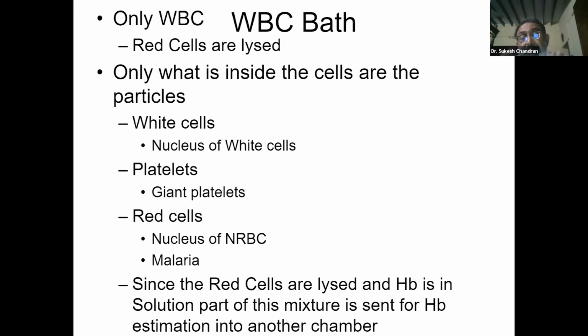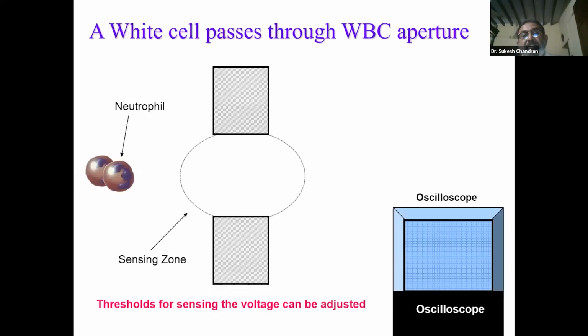If there are some inclusions in the red cell, like malaria, or nucleus of the RBCs, they also get included in the white cell count. Now, since the red cells are lysed, the cell counter uses the opportunity to measure the hemoglobin that comes out of the red cell to find out what is the hemoglobin in this particular individual. So again, the same impedance principle, where resistance will cause the peak.